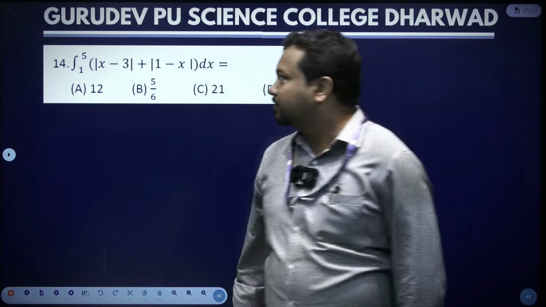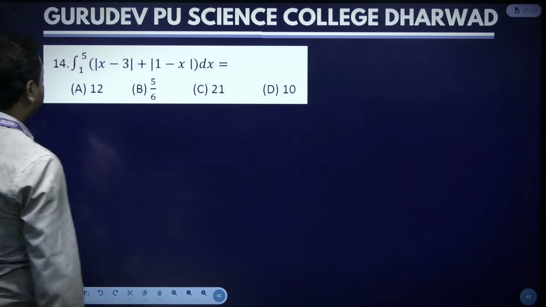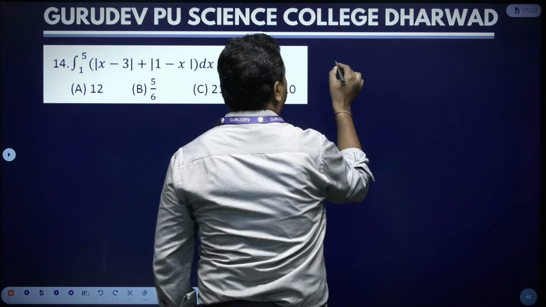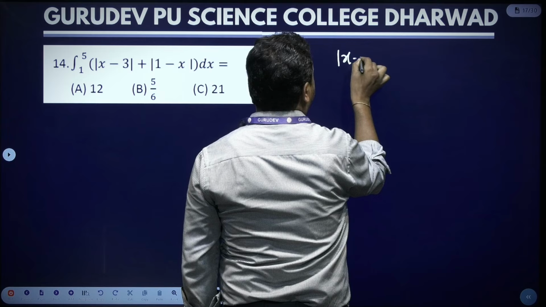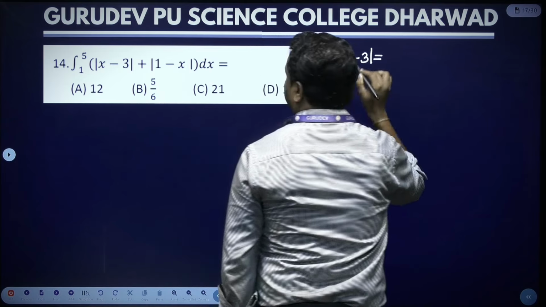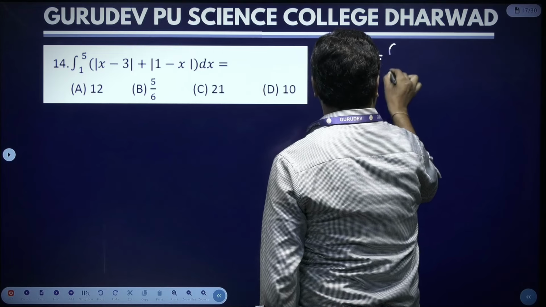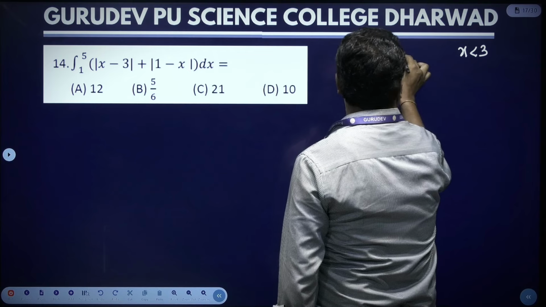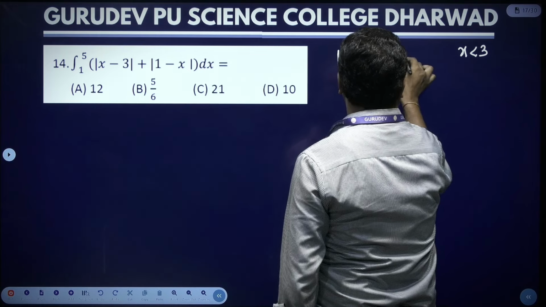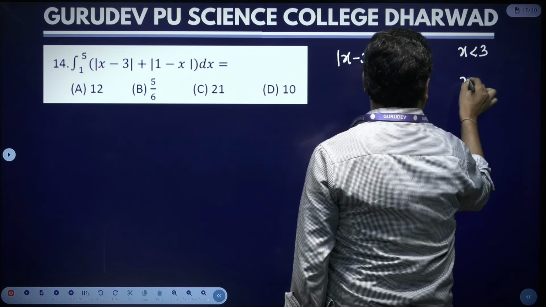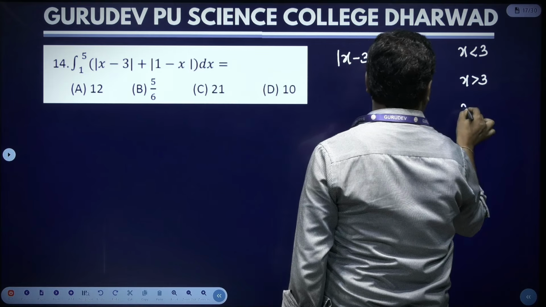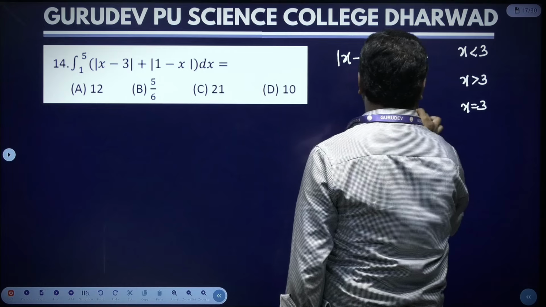So let's begin with question number 14. Question number 14 is once again on the definite integral, but it involves modulus functions. So let us understand the modulus functions of x minus 3 and 1 minus x. What is mod of x minus 3? If x is less than 3, the function should be minus of x minus 3, or I can say 3 minus x. If x is greater than 3, the function remains as it is. If x is equal to 3, the function is 0.